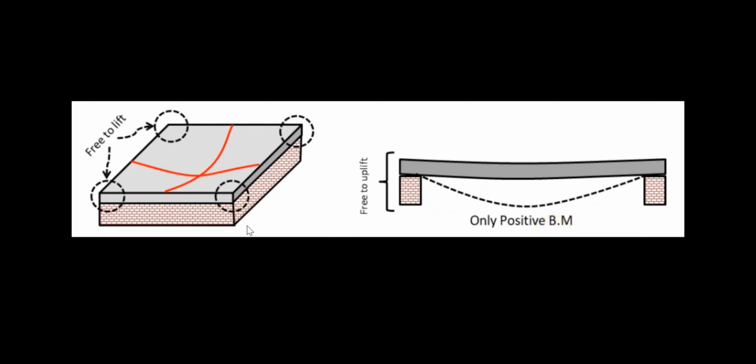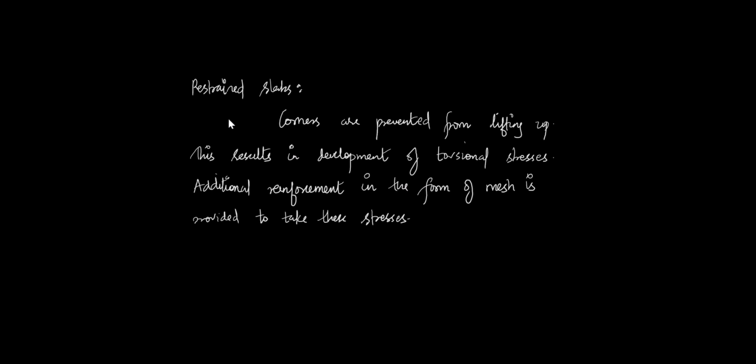That is, for simply supported beams without torsional reinforcement at the edges for restraining this lift up, there will be only positive bending moment. There won't be any negative bending moment. And the second one is restrained slabs.